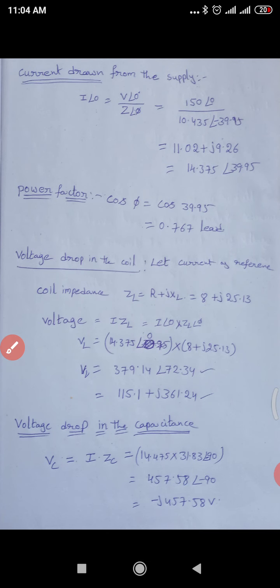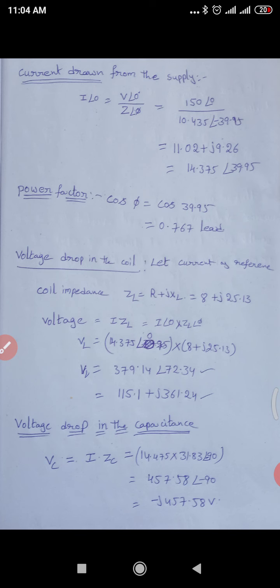So let us see the power factor. How is the power factor? Cos phi is equal to cos of 39.95, that is equal to 0.765. This is the power factor of the circuit.